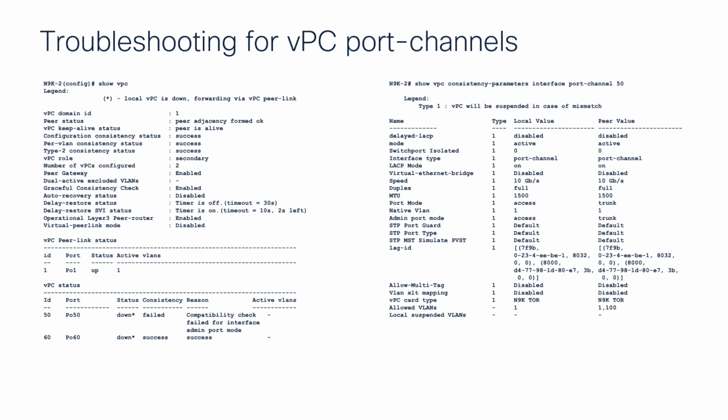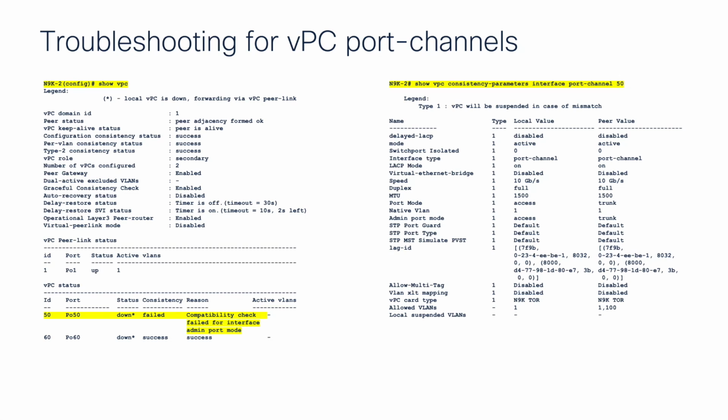Finally, to troubleshoot vPC port channels, use the first command show vpc. In my case, vPC port channel 50 is down. The reason? Compatibility check failed for interface admin port mode. In order to get more details, use the command show vpc consistency-parameters interface port-channel 50.